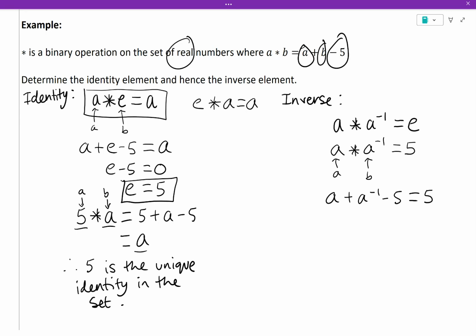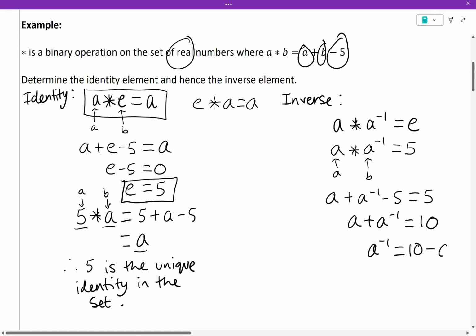Now we're going to rearrange to find the inverse. That's the idea here. So we're going to add 5 to both sides to get A plus its inverse is equal to 10. And then I'm going to subtract A to get that the inverse is equal to 10 subtract A. Now the answer has come out in terms of A, but that is fine because every element A will have its own unique inverse. So it makes sense that we need to substitute a value in for A, and then we're going to get the specialized inverse for that value.